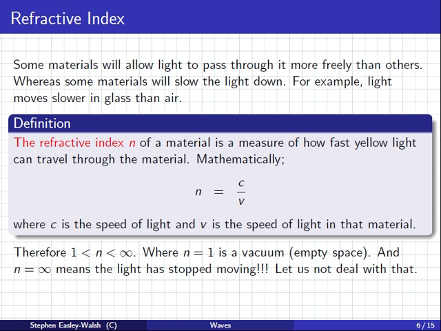Does anybody know what it is for glass? Or water? For water, does anyone know what it is? It's about 1.33. So that means the light is going about 30-something percent slower. Yeah? Continue?